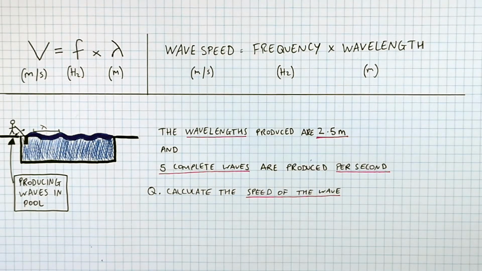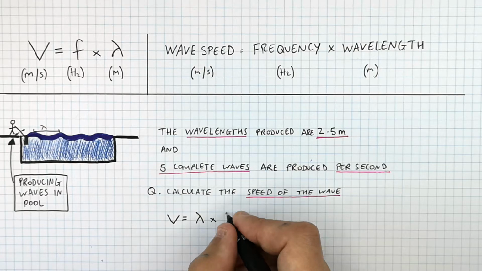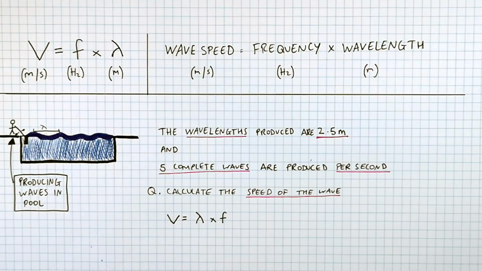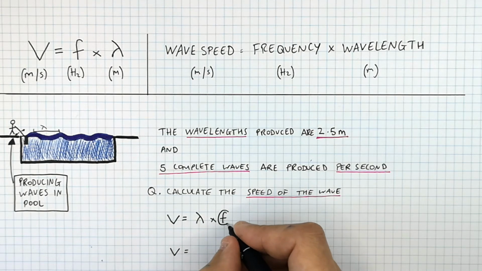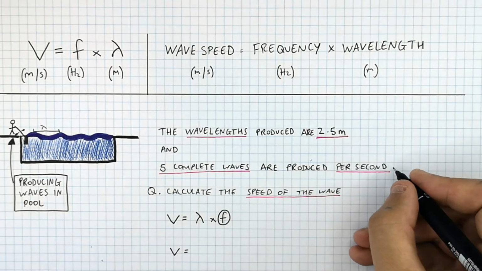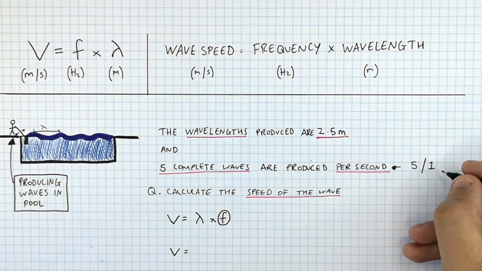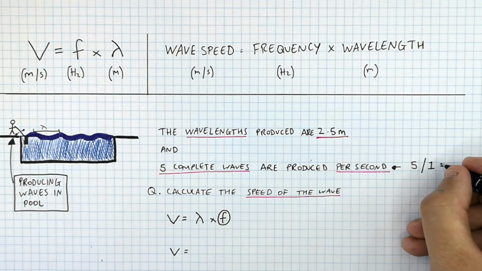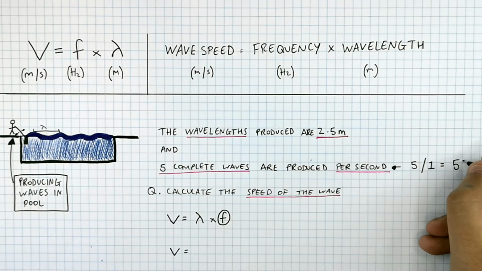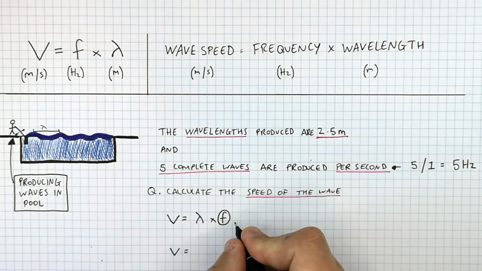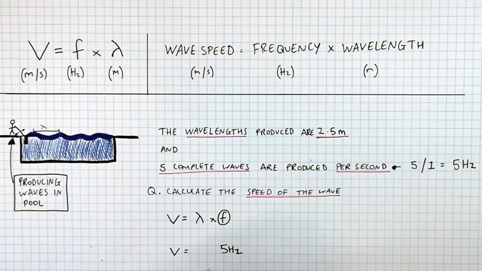So now we recall the equation, V equals F times lambda. And the question asks to calculate the wave speed, so we do not have to rearrange. We need to work out F, the frequency. We do that by doing 5 complete waves per second. 5 waves divided by 1 second is going to give us 5 waves per second, which is a frequency of 5 hertz. So now we have F, which is a frequency of 5 hertz.